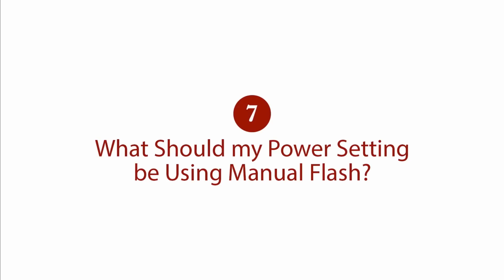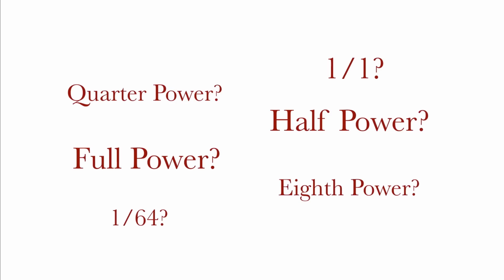What should my power setting be when I'm using manual flash? Okay, so this is something that stumps a lot of people, and this really couldn't be simpler. So you've got quarter power, half power, full power, 1/64th power, 1/8 power. It's going to look different depending on whether you're using a speed light or whether you're using a strobe. But basically, what I like to do in all cases is find half power or 50% power, because this way it gives me 50% one way and 50% the other way.